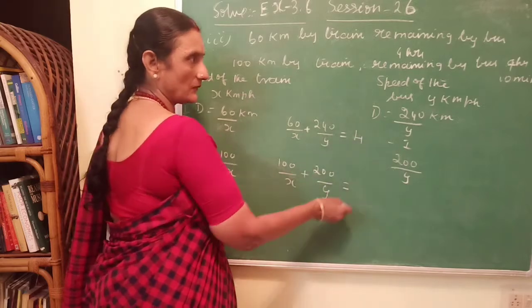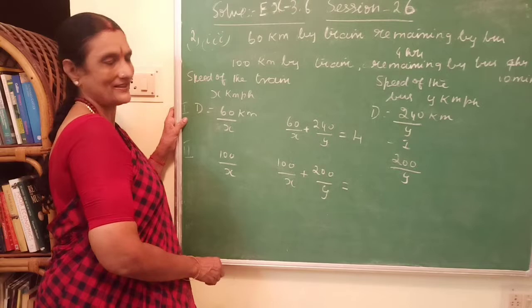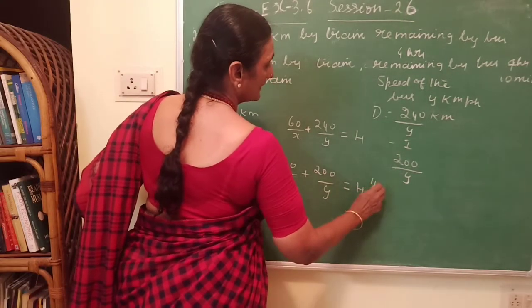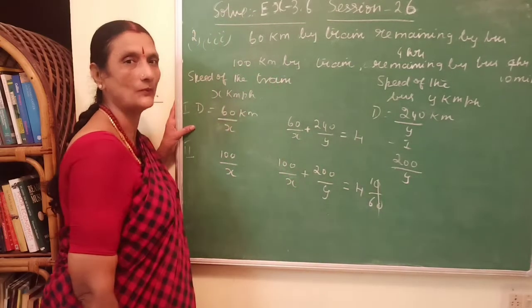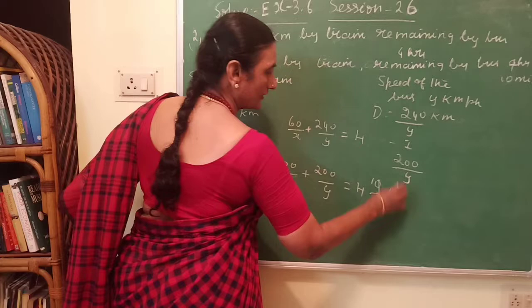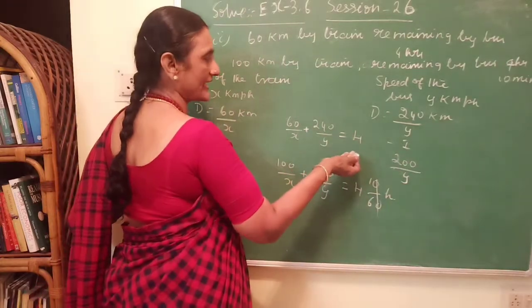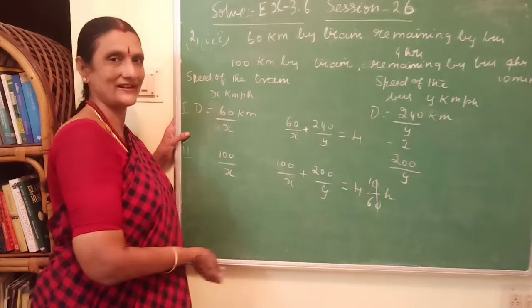If you are taking in hours, you have to convert the 10 minutes into hours. So 10 minutes into hours is 10 divided by 60 of an hour, that is 1 by 6 hours. If you don't do this correction, you will end up with wrong answers. Or you can even take minutes. So the final answer you should convert into hours and write.